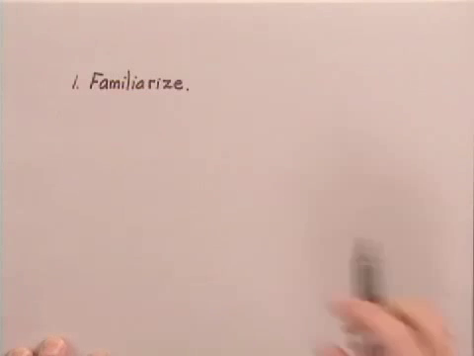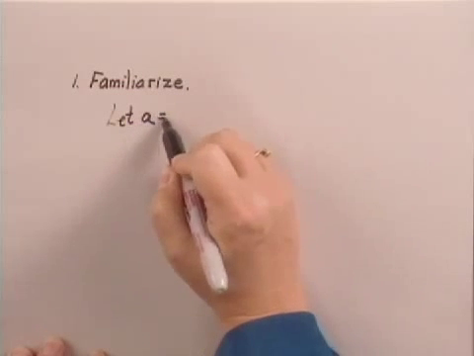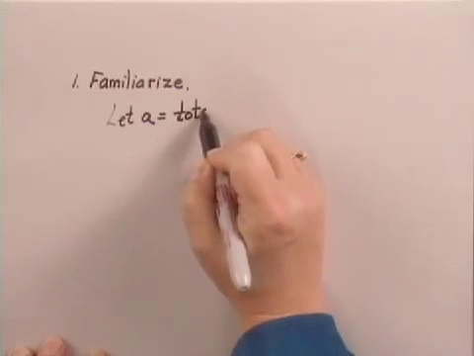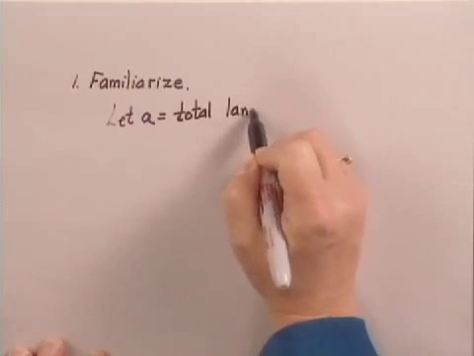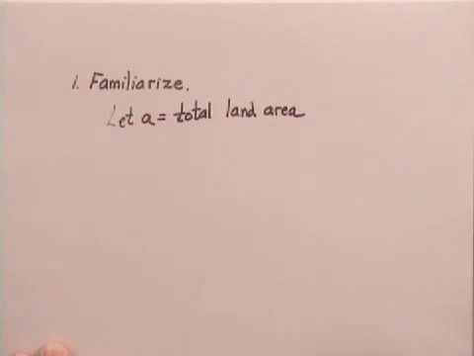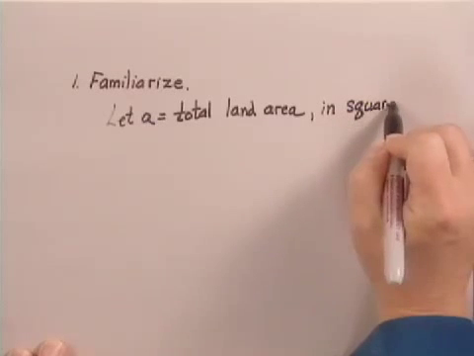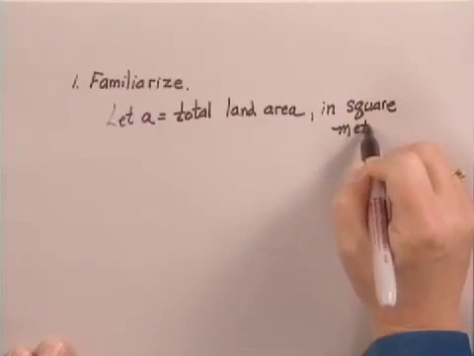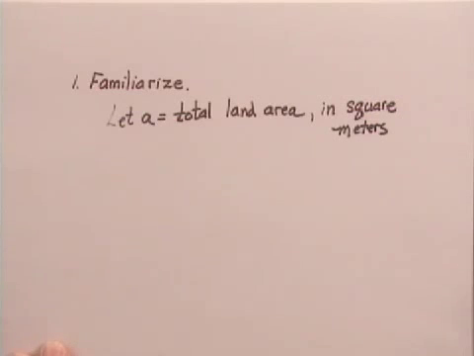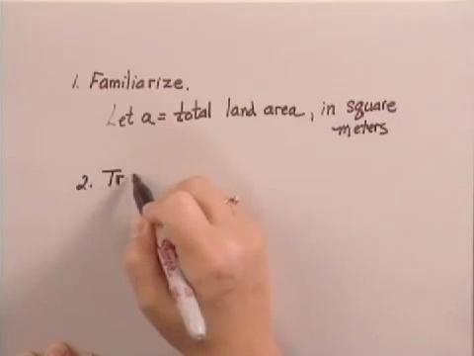So let's define a variable. Let A equal the total land area of those 5 largest states, in square meters. It's always a good idea to put your units in. Now, since we're combining the areas of the states, we want to add. So we're ready for our next step, which is translate.